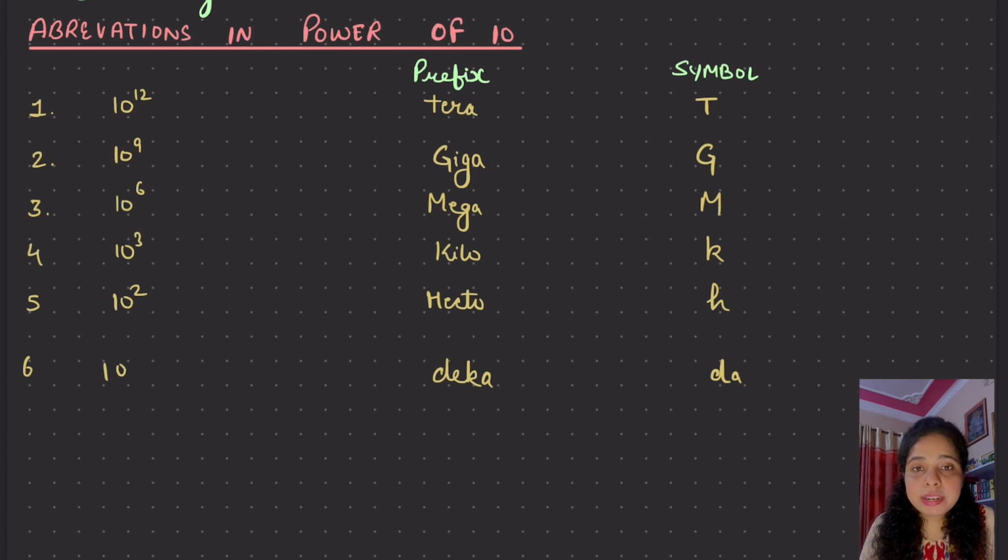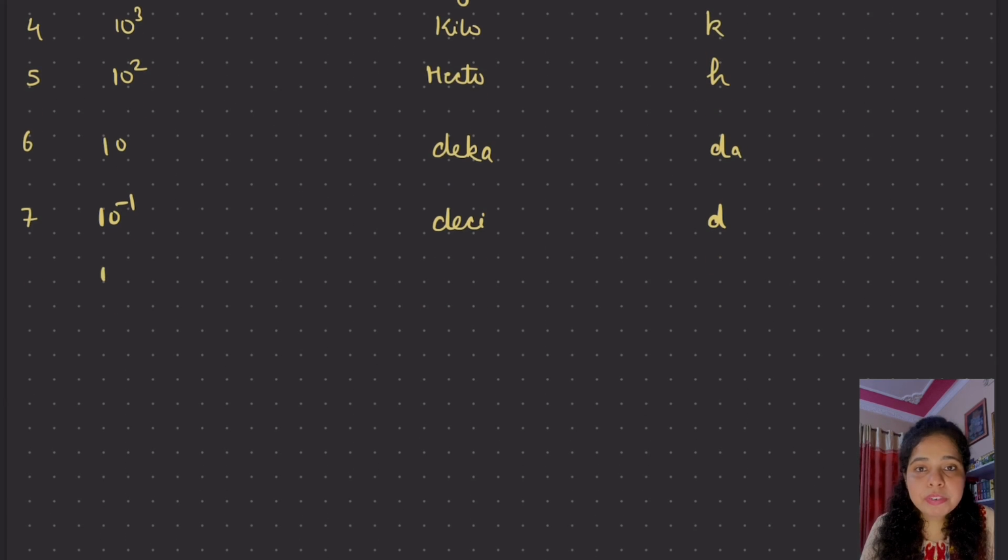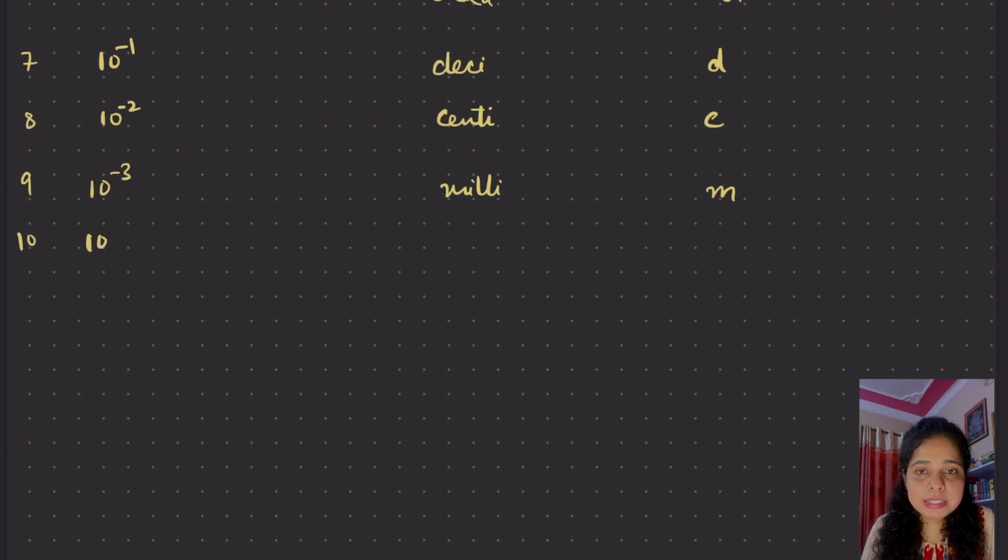Then if we have 10 raised to power minus 1, we call it deci, and it is represented by small d. If we have 10 raised to power minus 2, we call it centi, C-E-N-T-I, and represent it by small c. If we have 10 raised to power minus 3, we write it as milli, M-I-L-L-I, and write it as small m. For 10 raised to power minus 6, we use the prefix called micro, and it is represented by mu. Then 10 raised to power minus 9 is known as nano, and it is represented by small n.